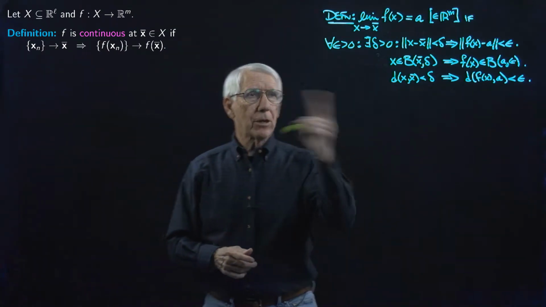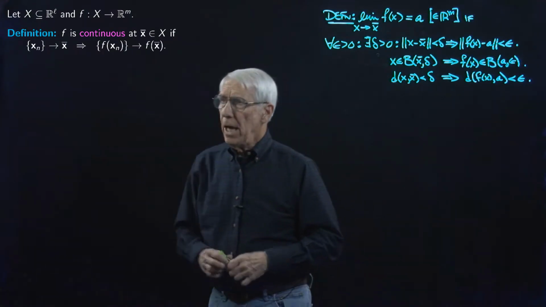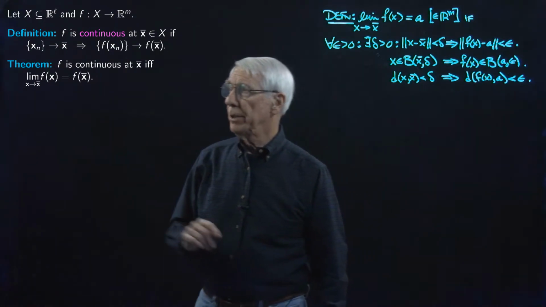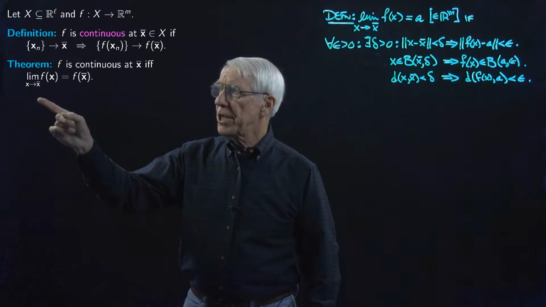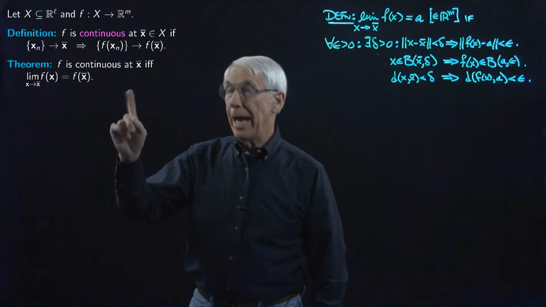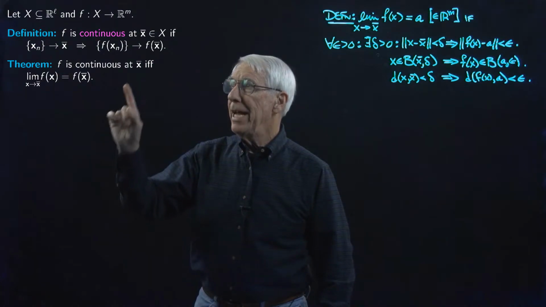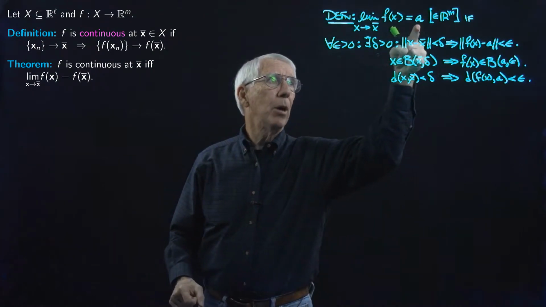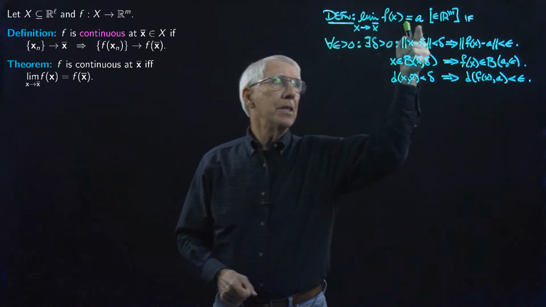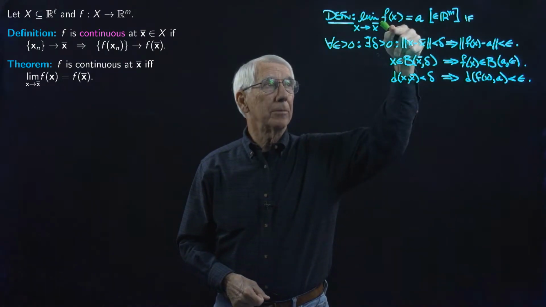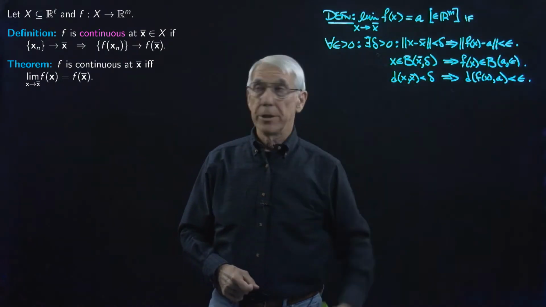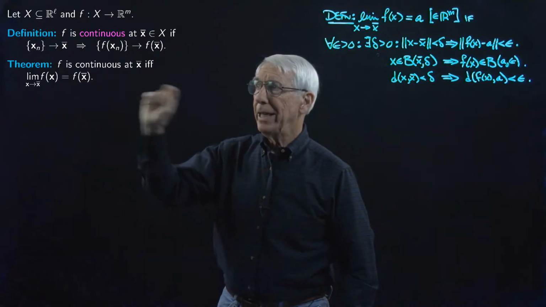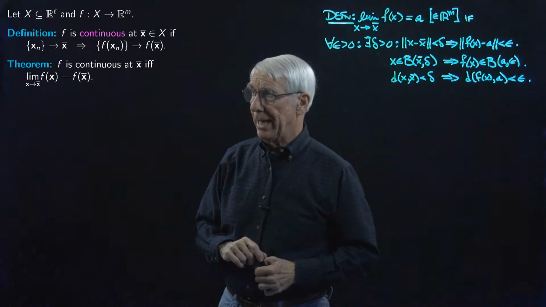So let's now come back over here and note that with this definition of the limit of a function, we now have this theorem that says that f is continuous at x bar, at the point x bar in the domain, if and only if the limit as x goes to x bar of f of x is f of x bar. In other words, if and only if this A here is actually f of x bar and not some other point in the target space. And so the theorem says f is continuous at x bar if and only if this condition is satisfied.